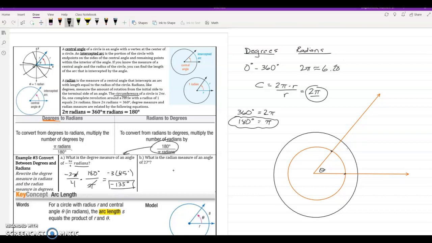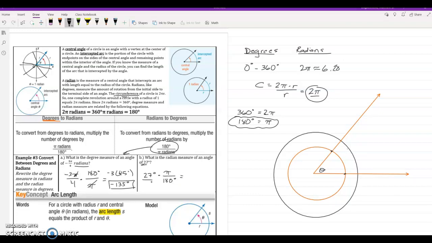All right, what if we want to convert from degrees to radians? So again, think about what you're starting with. We're starting with degrees, so degrees needs to go into the bottom of my setup. So starting with 27 degrees, we're going to multiply by pi radians divided by 180 degrees. And just get comfortable with leaving pi in your solutions for radians.